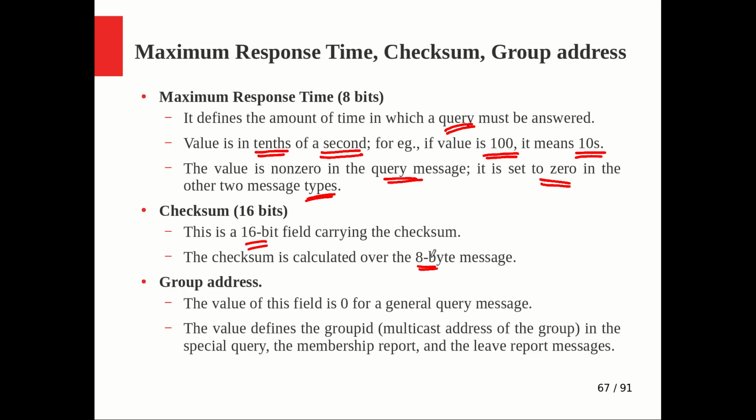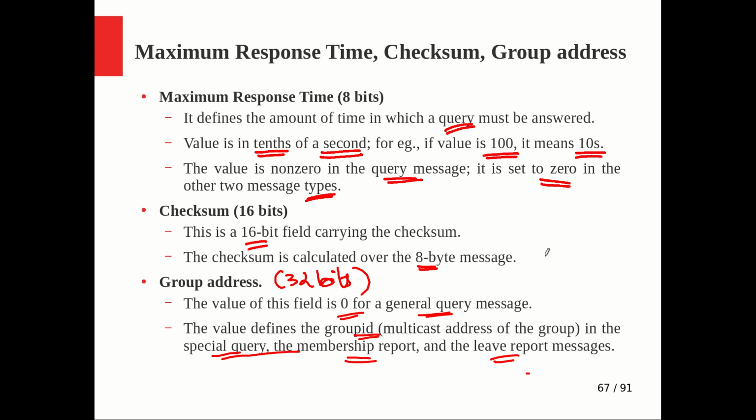Group address: this field is the multicast group ID. For a general query, it does not pinpoint a particular group, it is general to everyone, applicable to all groups, so it will be all zeros. But for the special query, the membership report or the leave report, that particular group ID specifically has to be mentioned there. There we have 32 bits for representing the corresponding IP.